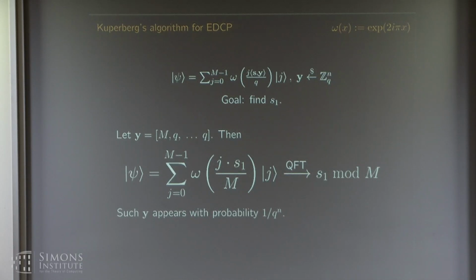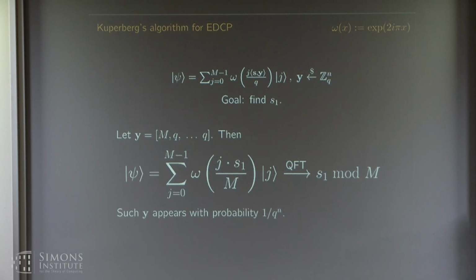The problem is that such y will appear with probability 1 over Q to the N. So it's unlikely that we'll get this particular y, although it's good. But what we try to do is actually get to this y by combining several samples. And this is what Kuperberg's algorithm is doing. So let me just tell you what the combination is and what the steps are.